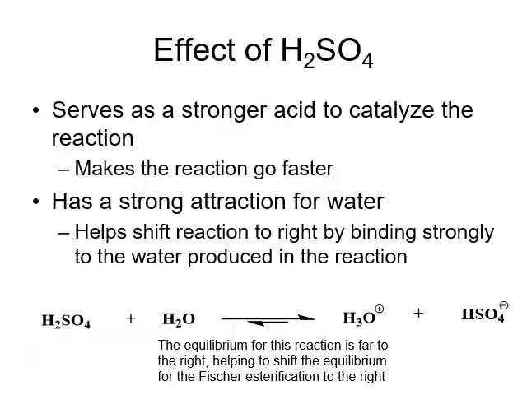The H2SO4 serves as a stronger acid to catalyze the reaction. Essentially it makes the reaction go faster, and it has strong attraction to water. It helps shift the reaction to the right by binding strongly to the water produced in the reaction. So every time it's produced, it's like you're removing it. So then again, it also drives the equilibrium forward. The equilibrium for these reactions is far to the right, helping to shift the equilibrium for the Fischer esterification to the right as well. So as you might know, acids react with water, sometimes violently, and generate this reaction.